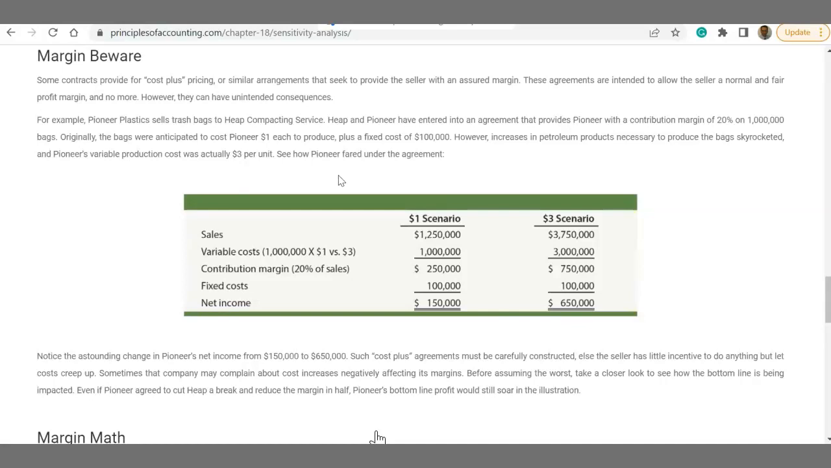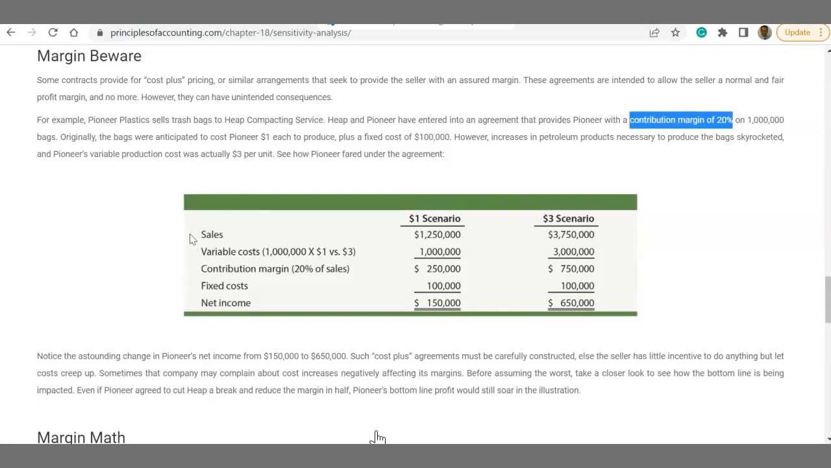Here is another example about variable cost. This is an example where a company makes an agreement with another company to have, let's say, a 20% contribution margin. That's the agreement they have here: a contribution margin of 20% guaranteed to provide bags to HEAP. So Pioneer Plastic was guaranteed in that agreement to have a 20% contribution margin.